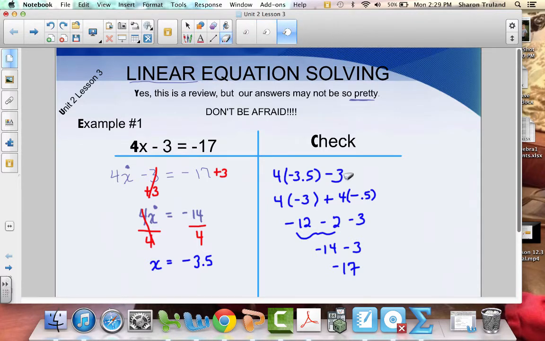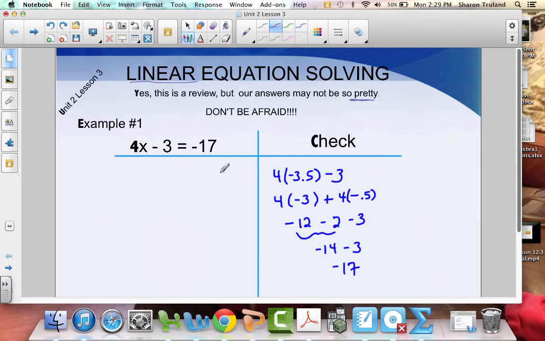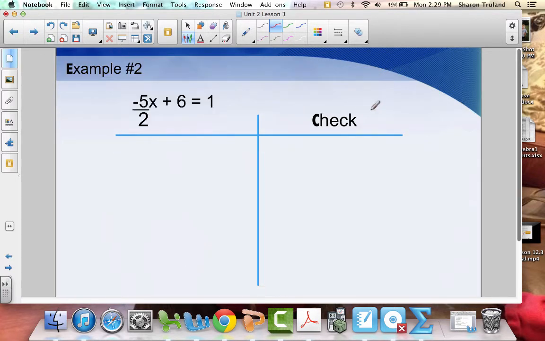Now, if you like the traditional way, great. If you like the little chart way, you can do that also. You can say, all right, I started with x, then I multiplied by 4, then I minused 3, and that got me to -17. And then you can undo each operation, and that will get you the same answer, whichever way you like. I'm going to stick more with the traditional method now.